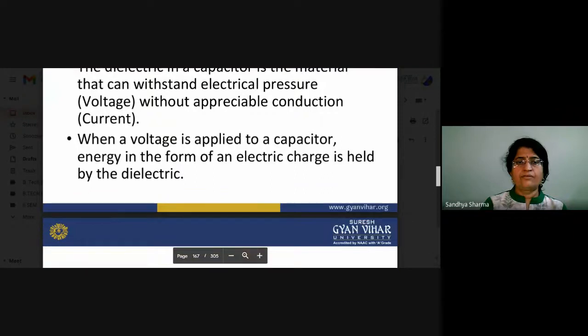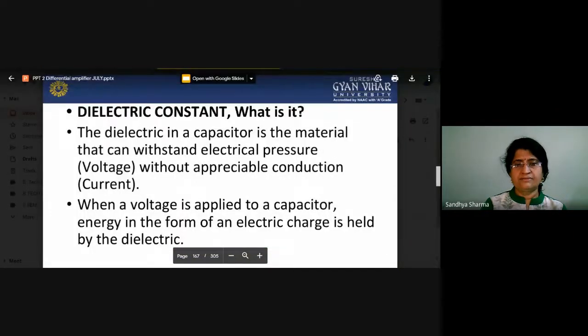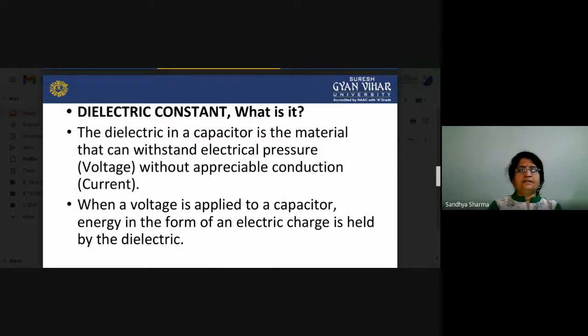Now, what about the dielectric constant and what is it? The dielectric in a capacitor is the material that can withstand electrical pressure without appreciable conduction of current. So that is basically how much electrical pressure or voltage can be handled by our capacitor. It indicates the dielectric constant of that particular material. When a voltage is applied to a capacitor, energy in the form of an electric charge is held by the dielectric.